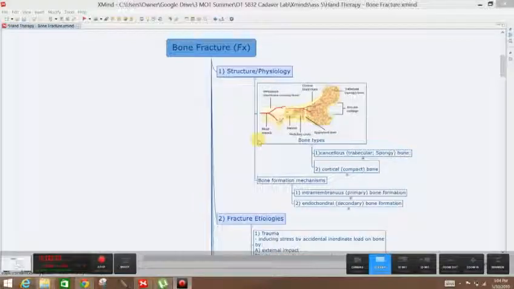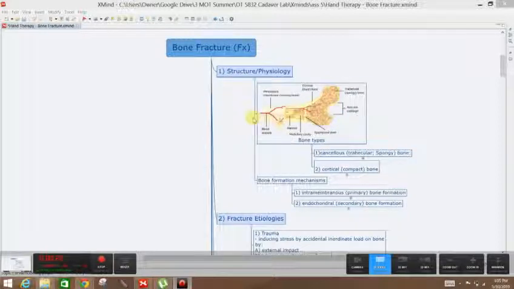So this will be the bone fracture Xmind for the entire hand therapy, or the umbrella hand therapy project. So it will start off, I'll be skipping through a lot of things. There's a lot of information that I put onto this, but I will just hit on the main topics.